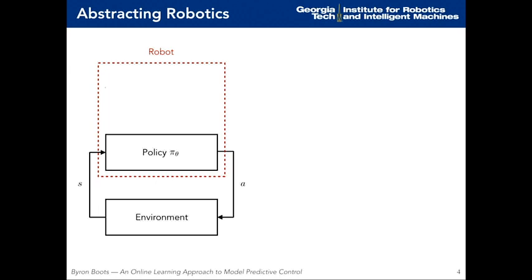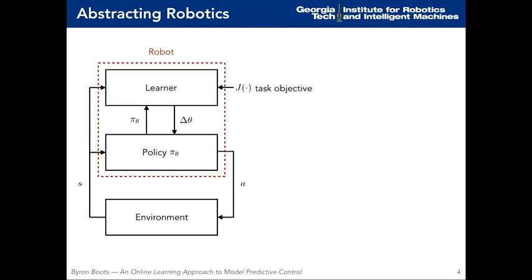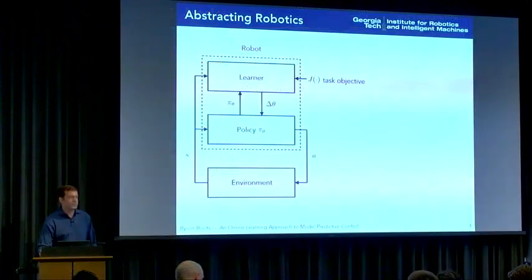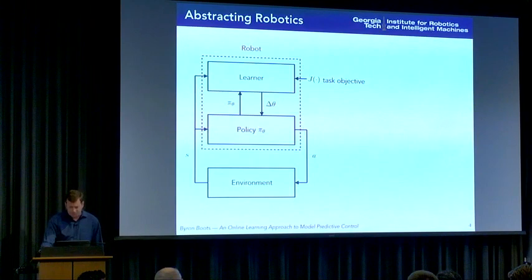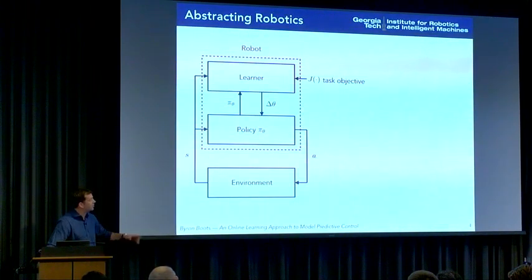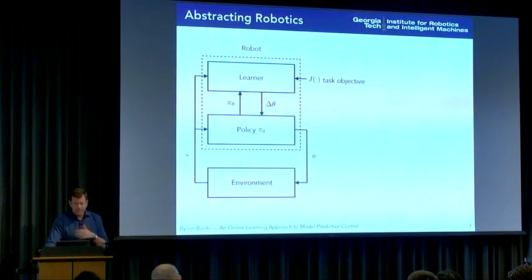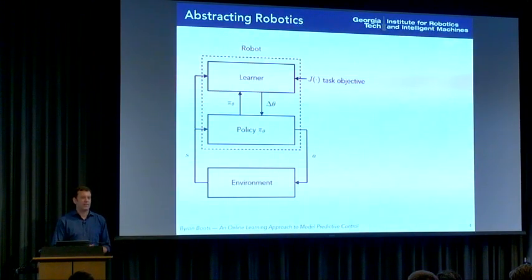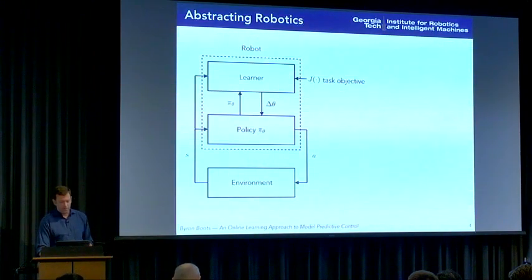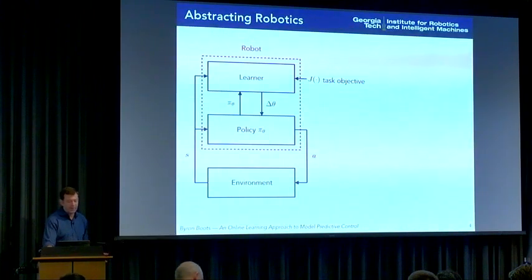But I'm interested in robots that can learn from their mistakes and handle complex dynamic environments. And in this case, we can specify some sort of learner that updates the policy parameters in order to improve at some task with experience. And the task objective function, which is the J up here, basically tells us how good the policy is and guides the learner in this process.